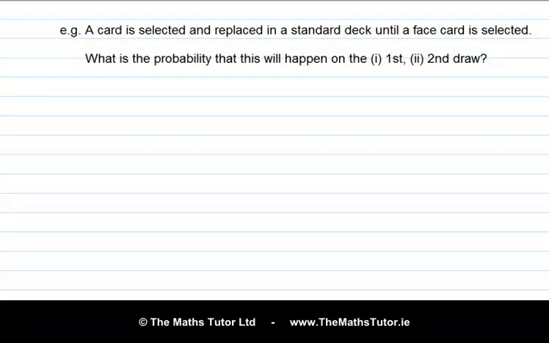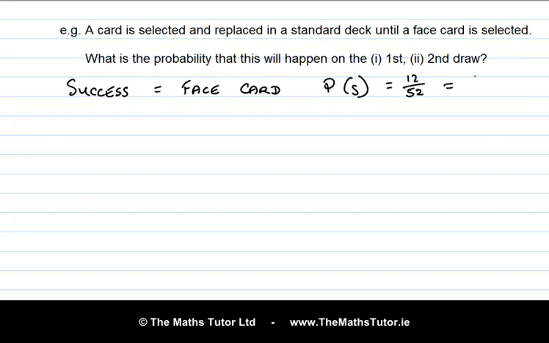A card is selected and replaced in a standard deck until a face card is selected. What is the probability that this will happen on the first or second draw? So first of all, success is to draw a face card. And the probability of success, well, there are 12 face cards in a deck of 52. So simplifying that, that's 3 over 13.